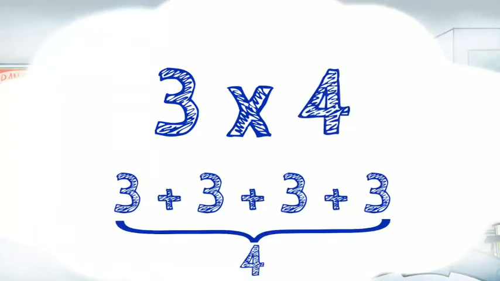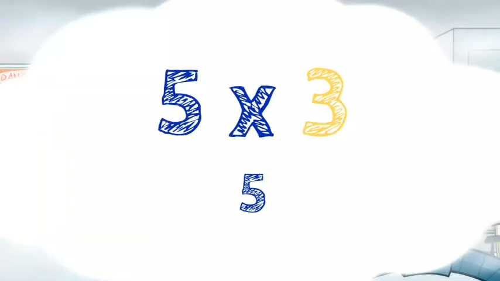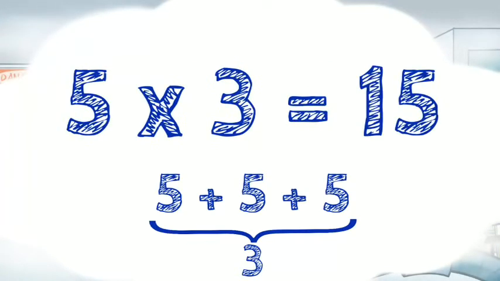So 3 plus 3 plus 3 plus 3 makes 12. That means 3 multiplied by 4 is 12. Let's take one more example. 5 multiplied by 3. The first number is 5, so we'll add 5. The second number is 3, so we'll need to add 5 3 times. Then, that is 5 plus 5 plus 5, which makes 15.